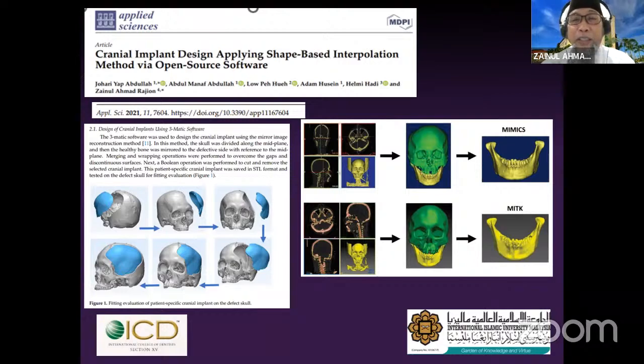So this is a comparison between Mimics and MITK. How accurate is commercial software compared to open source? We have done these studies, and we found that open source software is comparable, it can be applied in any craniofacial reconstruction, and it can also be published in most papers, because they found that it's quite accurate in terms of error. It is less than 0.5, maybe 0.01. So it's very accurate for surgical simulation.